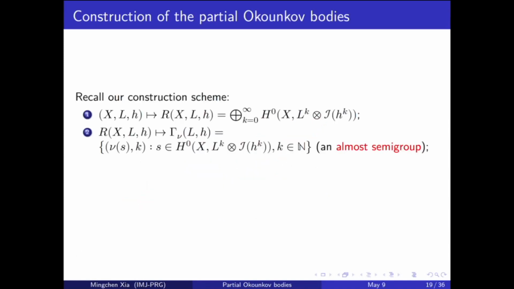All right, now we can come back to our construction scheme. We begin with our XLH. We construct some ring-like object. And then from the ring-like object, we construct our semigroup-like object, gamma nu LH. And from a previous theorem, we know that gamma nu LH is always an almost semigroup. And we know how to define the Okounkov body of an almost semigroup. So now everything becomes clear. We can simply define the partial Okounkov body of LH as the Okounkov body of the corresponding almost semigroup. And that would be a sub-convex body of delta nu of L. And that's our main definition.